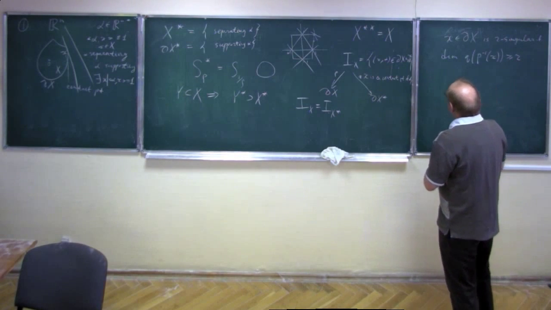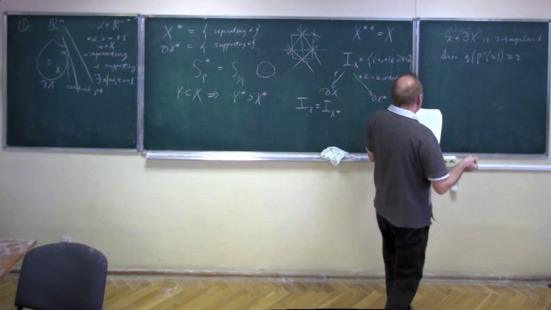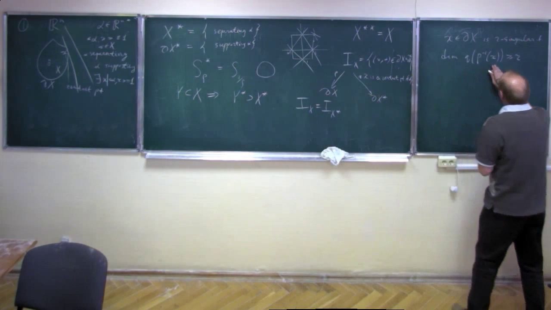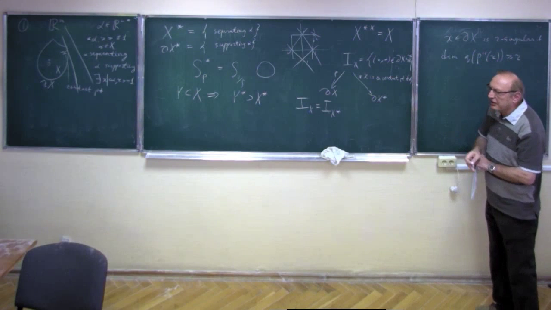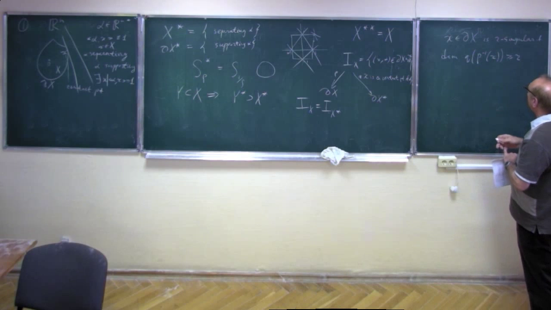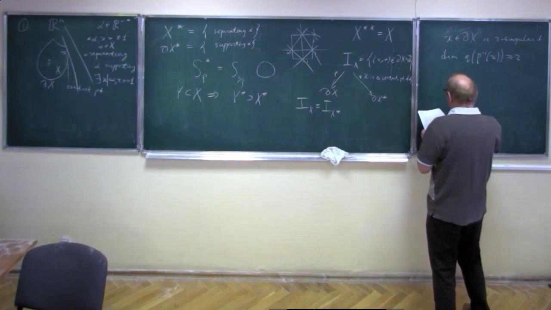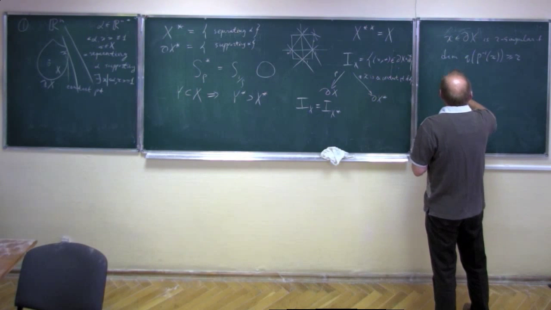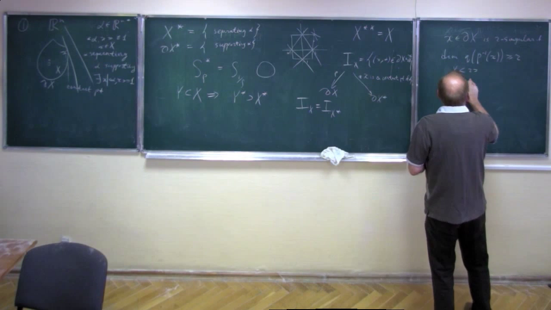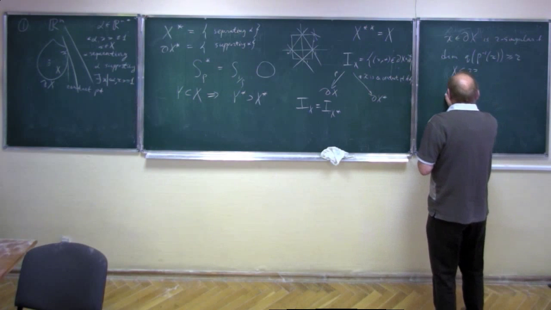For example, this means that the set of corresponding supporting hyperplanes is very large. So we have a filtration. And we denote the set of singular points by this.